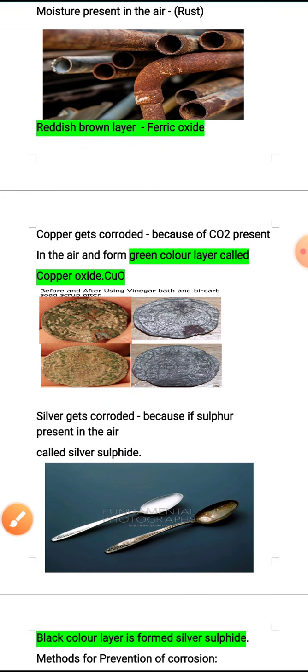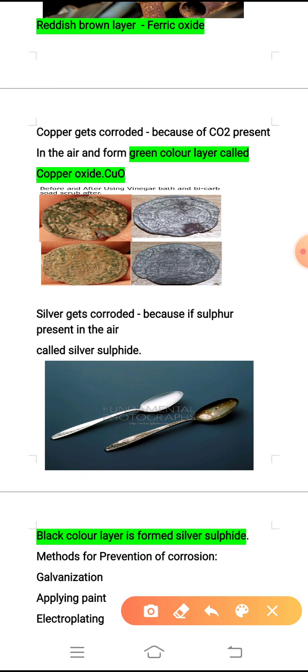Next is another metal which is being corroded. So here let us talk about copper and silver. Copper is also another metal. When copper is being corroded because of oxygen present in the air, it forms a green color layer on the surface of copper. You can observe this is copper before corrosion and copper after corrosion. You can see the change in the color and also the appearance of the green color on the surface of the copper, which is called copper oxide. Copper gets corroded because of the presence of carbon dioxide in the air and a green color layer is formed on the copper and it is called copper oxide and its formula is CuO.